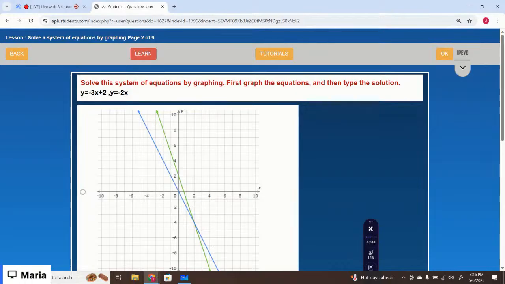Solve the system of equations by graphing. First, graph the equation, then type the solution. y equals 3x plus 2, y equals negative 2x.